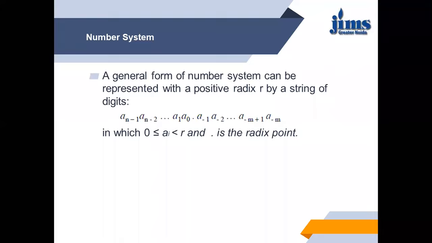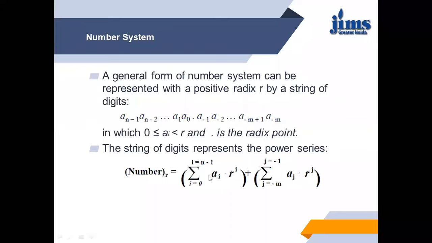Now here Ai is from 0 to r, where r is the radix, and the dot is the radix point. The string of digits represents the power series. Now we can represent it like this: number equals summation i equals 0 to n minus 1 of Ai into r to the power i. That is the left hand side, plus the right hand side of the decimal, which will be summation from j equals minus m to minus 1 of Aj into r to the power j. Here the coefficients will be negative, so that's why I have taken the limit from minus m to minus 1.